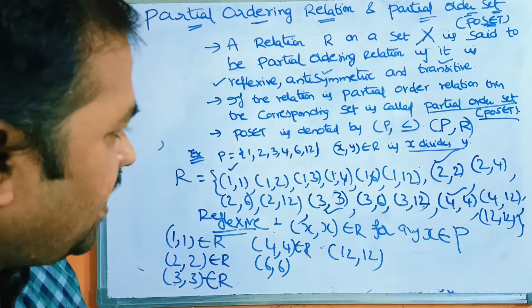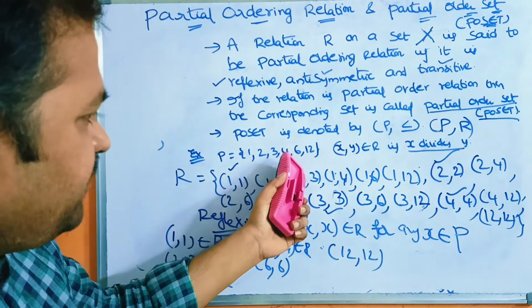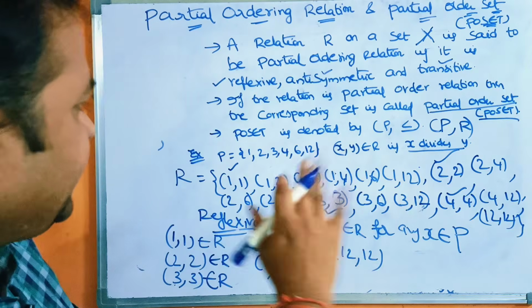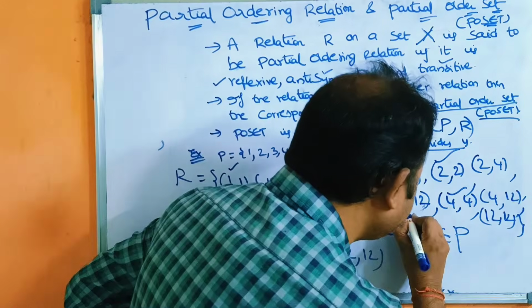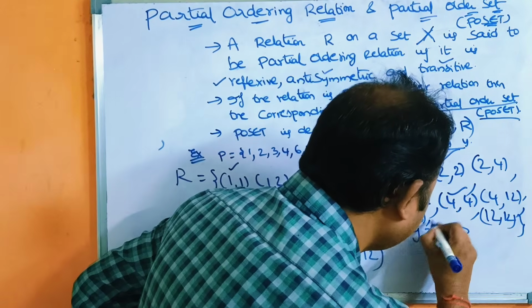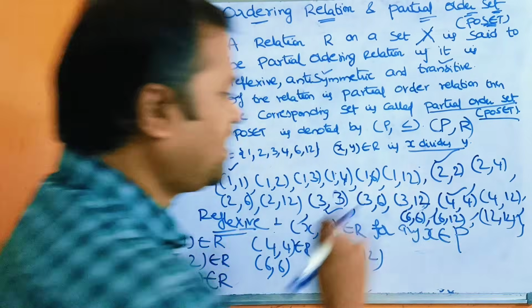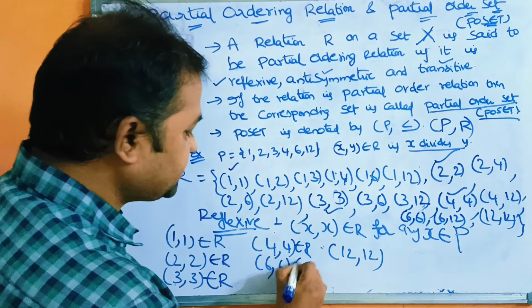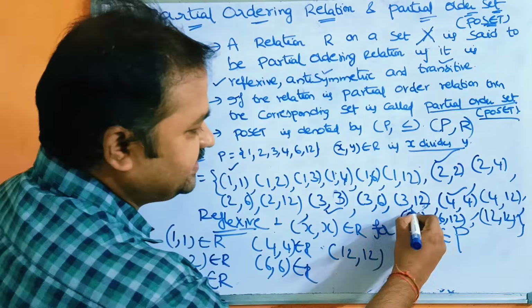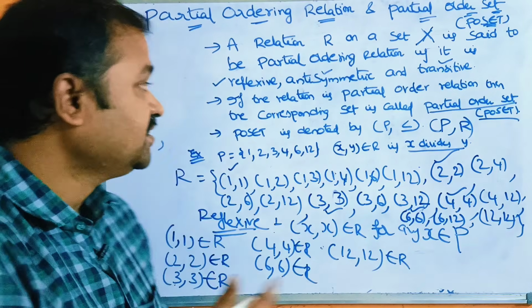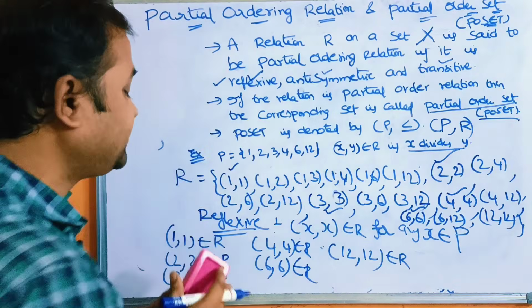Next we need to write the pairs with 6 also, but by mistake I didn't write those pairs. So let us write those pairs. 6 comma 6, and 6 divides 12 also, so 6 comma 12. Okay. So 6 comma 6 belongs to R. So that is present in the relation. 12 comma 12 belongs to R. That is present in the relation. So we can say that this relation is a reflexive relation.